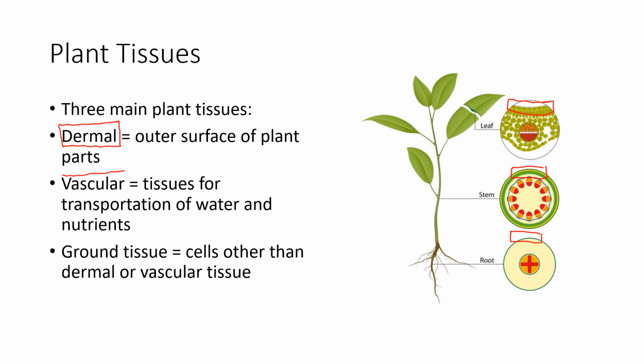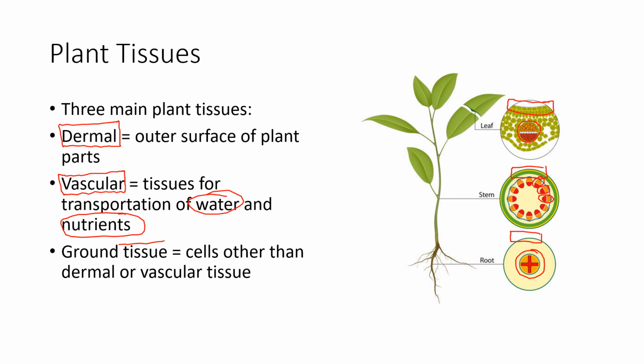Then we have vascular tissues. You can think of these kind of like the veins and arteries of a plant, and this is where things like water and other nutrients can be transported around the plant. And so when you look at a leaf and you see veins, those are vascular tissues. If you take a bite of celery and you see those little strings going up the stalk, those are also vascular tissue. And the vascular tissue of the roots is also very important for transporting things as well.